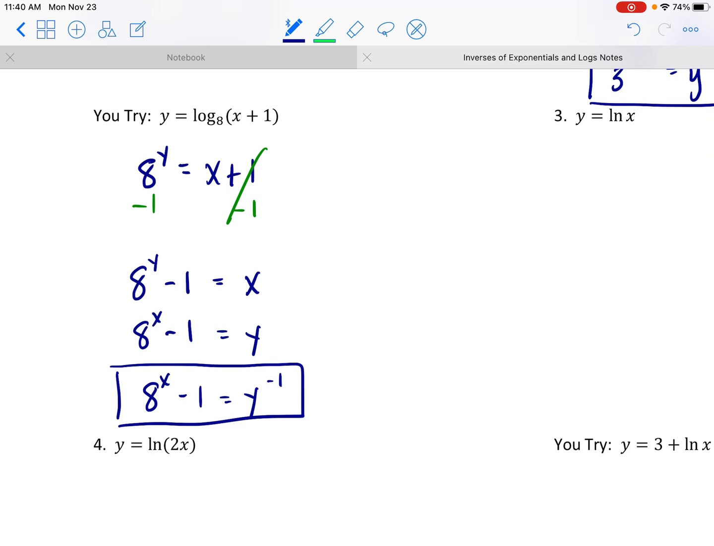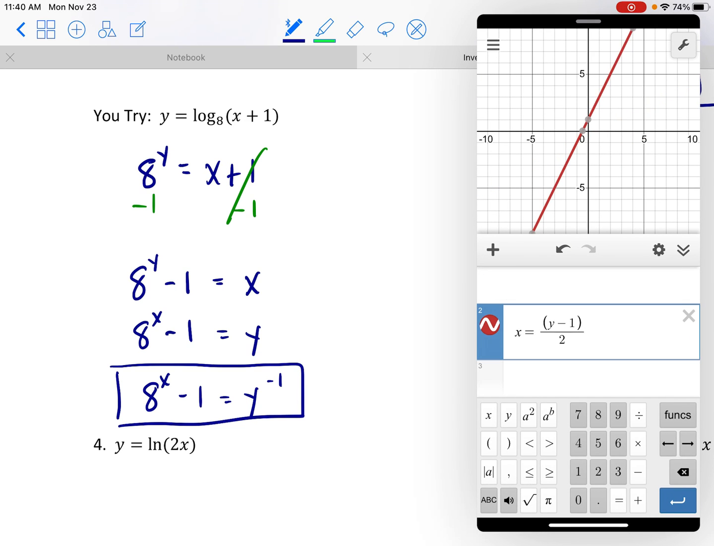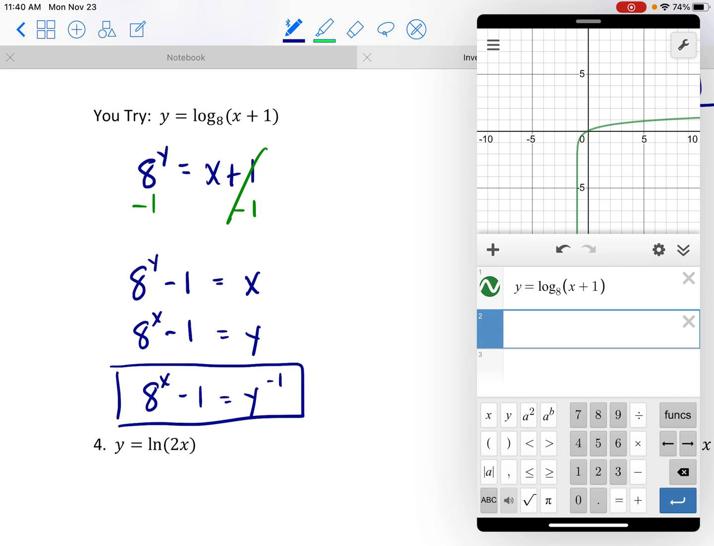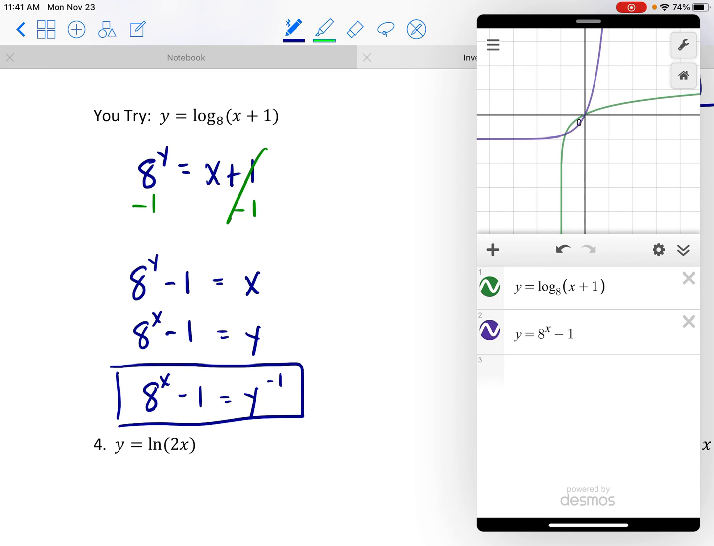And again, everything's going to be switched on these. So let me show you. You want to use this as a way to verify your work. If we were to graph y equals the log base 8 of x plus 1, there's our function. Now let's graph y equals 8 raised to the x power, and then afterward a minus 1, and then we see it. There is a reflection of our two graphs where everything's the opposite.